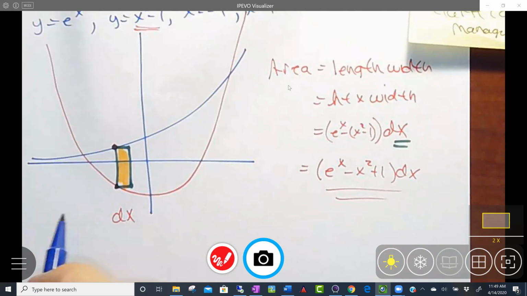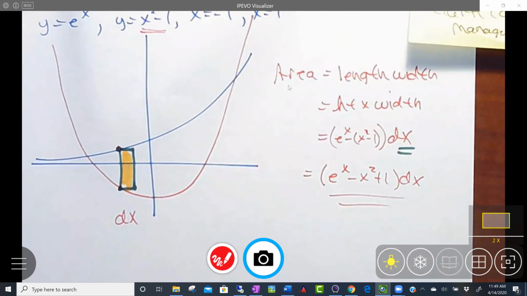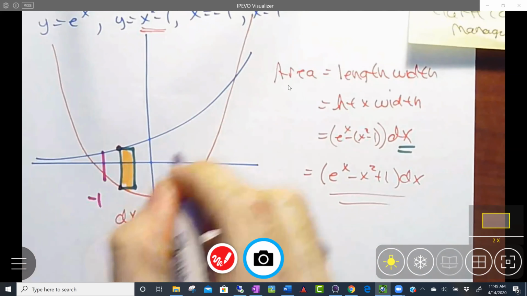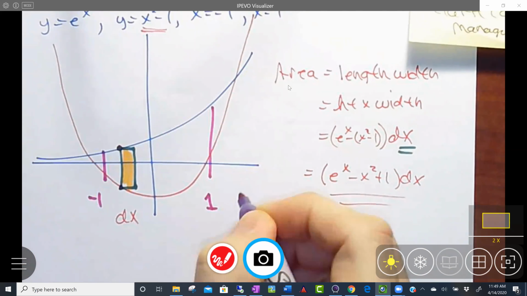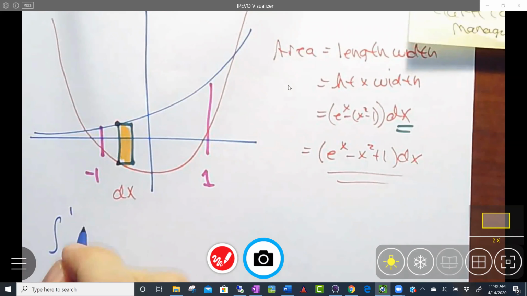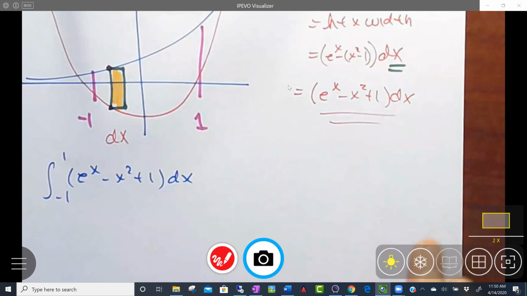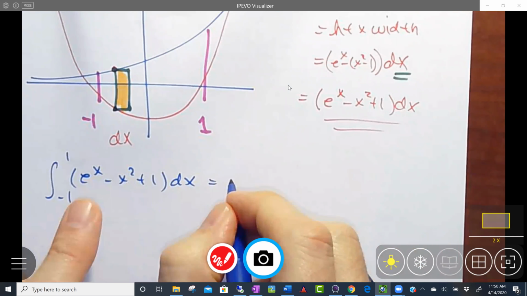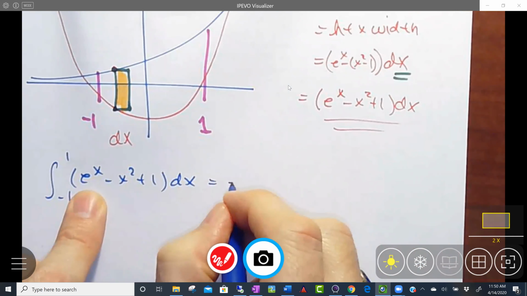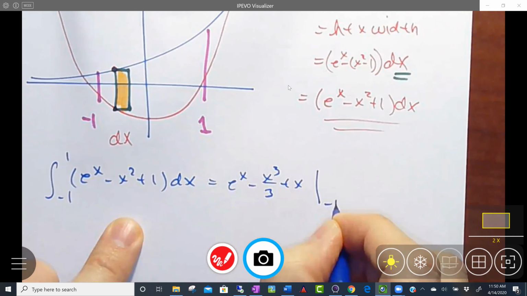Let's actually find the area between these two curves for our interval -1 to 1. So that would be the integral from -1 to 1 of e to the x minus x squared plus 1 dx. Now I need some antiderivatives here, right? Antiderivative for e to the x is just e to the x minus what? X cubed over 3 plus x. Perfect. And that's between -1 and 1.